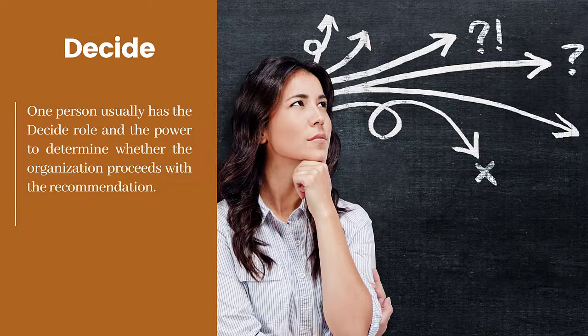Decide. The recommendation goes to a decision maker. One person usually has the Decide role and the power to determine whether the organization proceeds with the recommendation. If the Decide role pursues the recommendation, they delegate responsibilities to the individuals in the Perform role immediately.